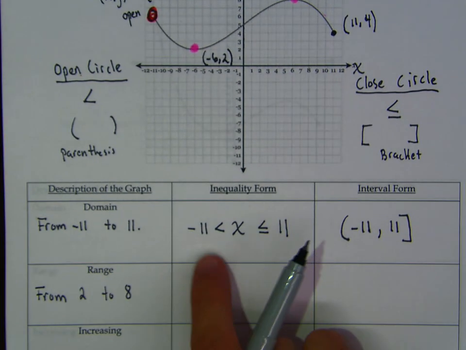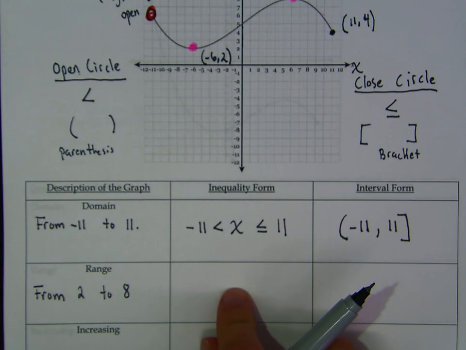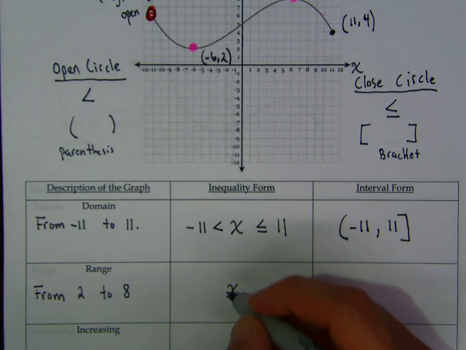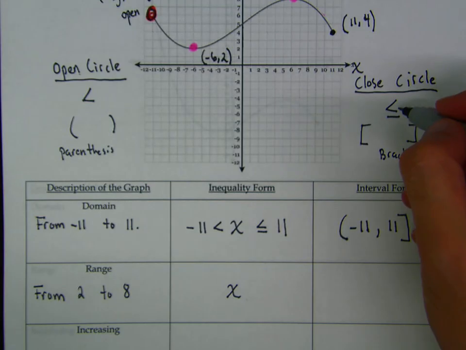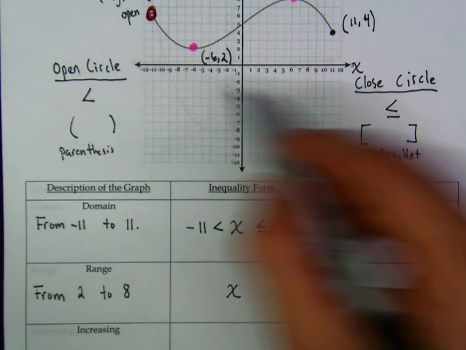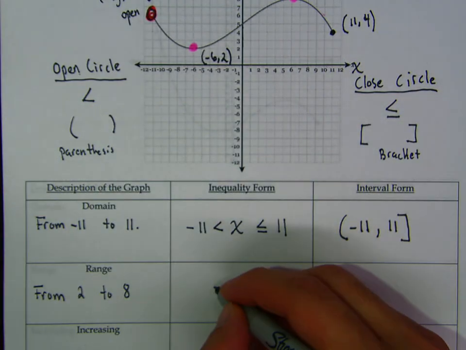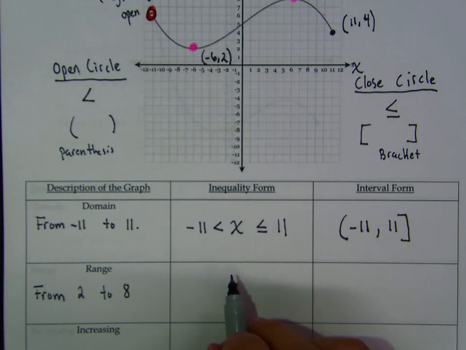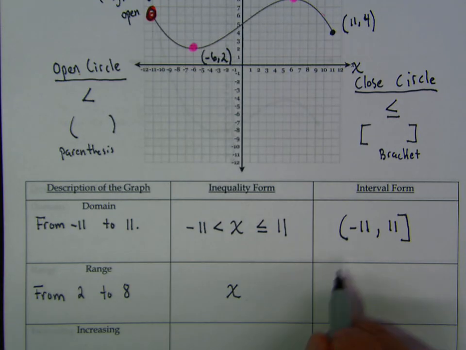But then how would I show this in inequality form, right? I put y in the middle, and then how should I have my inequality symbols? Pause the video and try this by yourself. Show it in inequality form, show it in interval form, right? Pause the video.